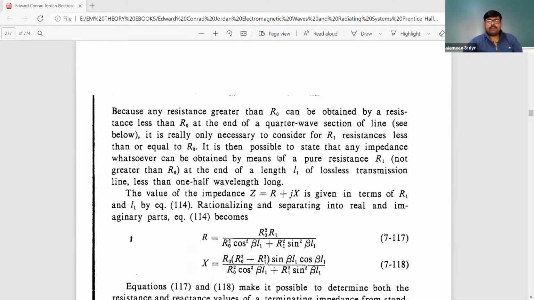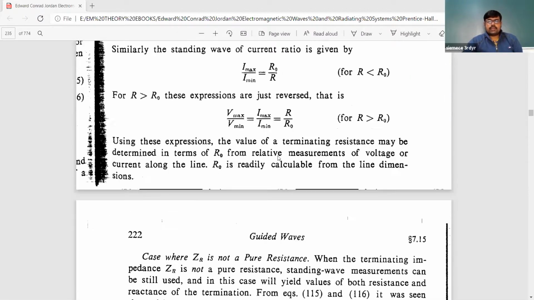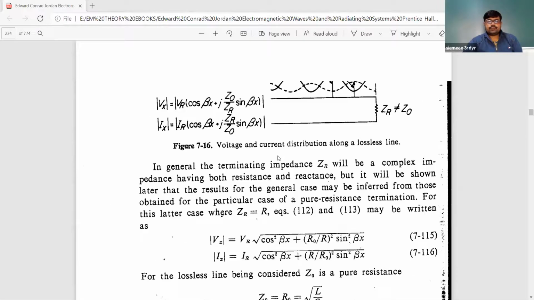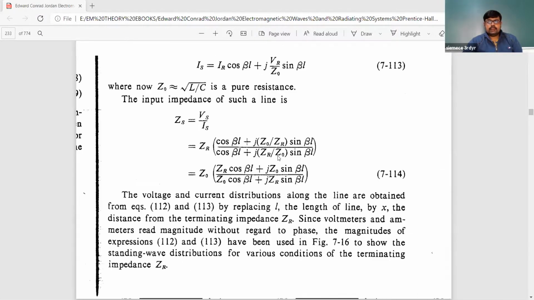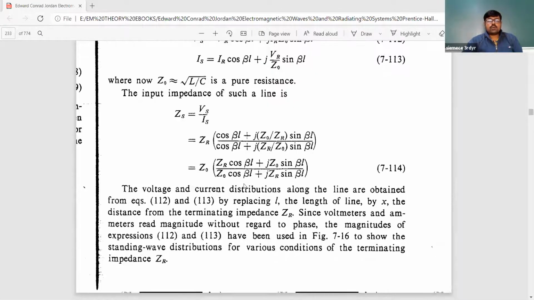Equation 7.114 is basically this particular equation, that is the equation form. So the ZS parameter we have defined, and under certain conditions we have defined what the value of ZS is. ZS equals Z naught multiplied by ZR cos beta L plus j Z naught sin beta L, divided by Z naught cos beta L plus j ZR sin beta L. That is the equation format that we are getting at equation number 7.114.